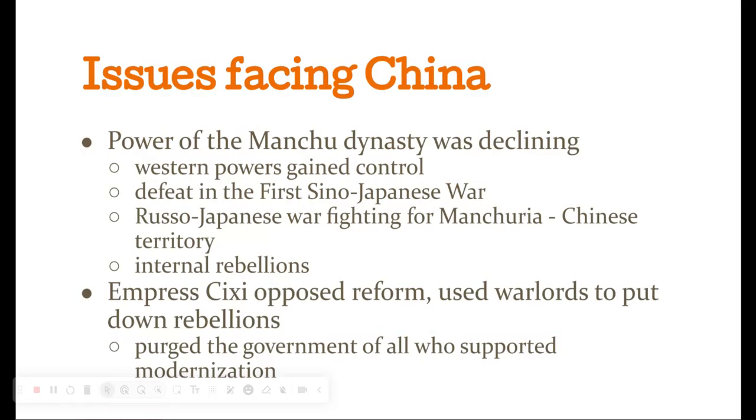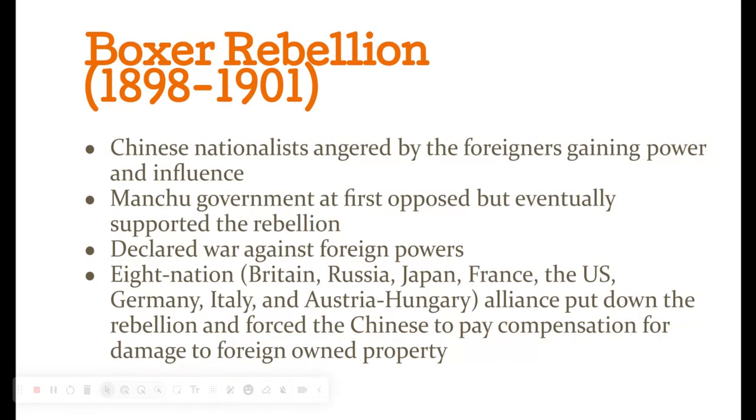all who supported modernization. Moving on to the Boxer Rebellion of 1898 to 1901. This is where Chinese nationalists were angered by the foreigners gaining power and influence. The Manchu government at first opposed it, but was eventually supporting the rebellion and declared war against foreign powers, which was the Eight Nation Alliance, consisting of Britain, Russia, Japan, France, the USA, Germany, Italy, and Austria-Hungary. The alliance put down the rebellion and forced China to pay compensation for the damage to foreign-owned property.